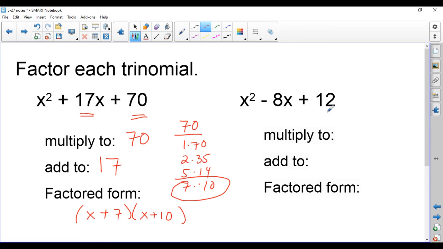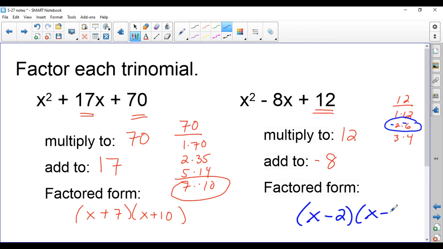Here, I have x squared minus 8x plus 12. My numbers need to multiply to my constant, 12, and add to the coefficient of x, which is negative 8. Do not forget the negative. So I look at factors of 12, 1 times 12, 2 times 6, 3 times 4. And I want to find the pair that I can get to add to negative 8. 2 and 6 add to 8. If I make them both negative, negative 2 times negative 6 is still positive 12, but when I add them, I get negative 8. So my factored form is x minus 2, x minus 6.